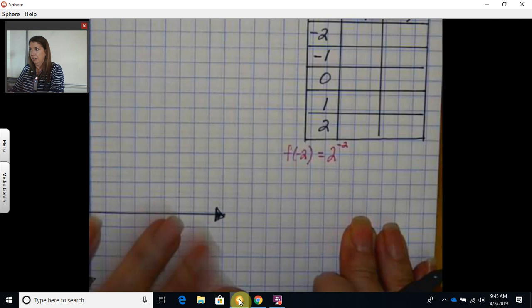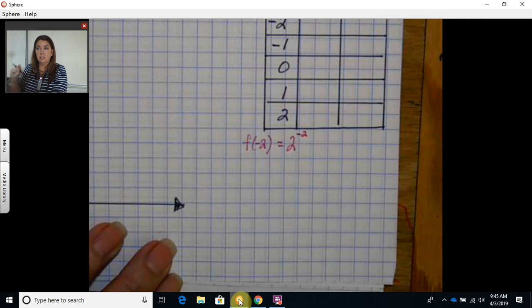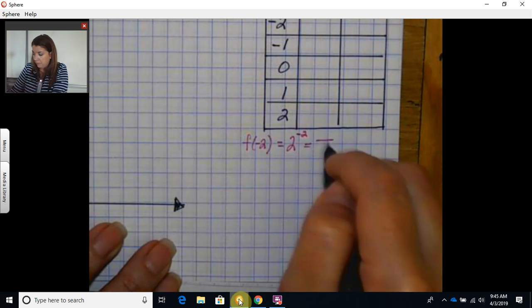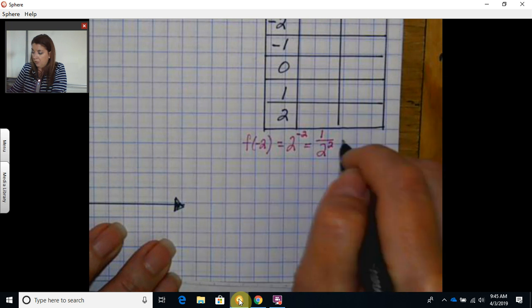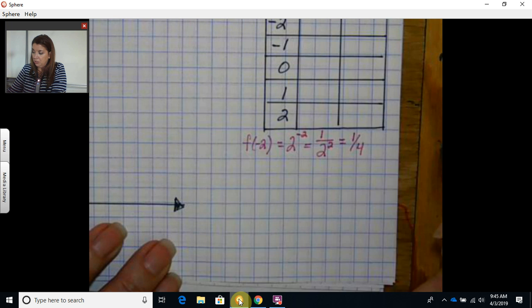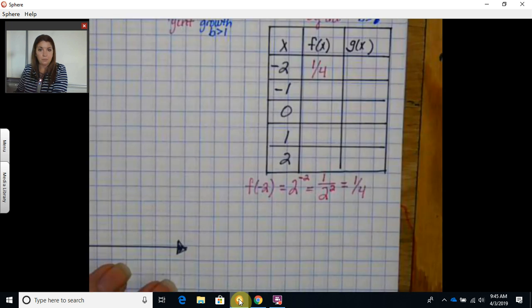Y'all remember what happens when you have a negative exponent, how to get rid of it? If it's in the numerator and I move the base to the denominator, it changes the sign of the exponent. If it's in the denominator and I want to change the sign of the exponent, I would move it to the numerator. In this case, I will move 2 to the denominator, and that changes the sign of the exponent. Since there's nothing left for the numerator, I just put a 1 up there. So instead of 1 over 2 squared, what is that exactly? 1/4. So when x is -2, y is 1/4 in function f. I'm going to do all of function f first. Do we have questions about that?